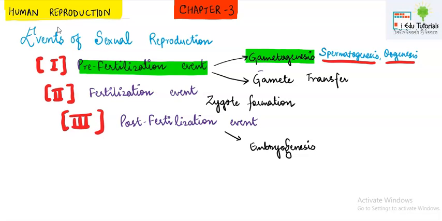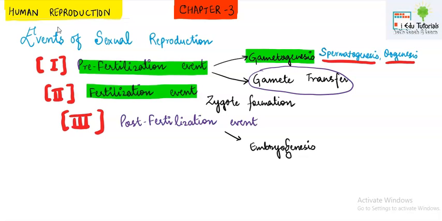Now we will be studying gamete transfer. After that, the event will change. We will come to the fertilization event, in which zygote formation has to happen, and then we will reach the last event, which is the post-fertilization event, in which embryo formation happens. So we are moving ahead to the second step where gamete transfer has to happen.